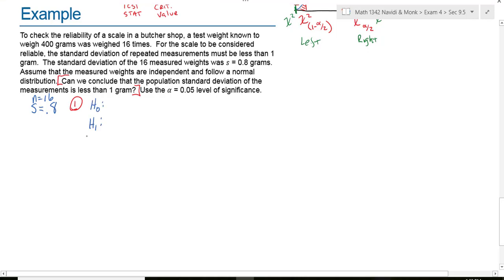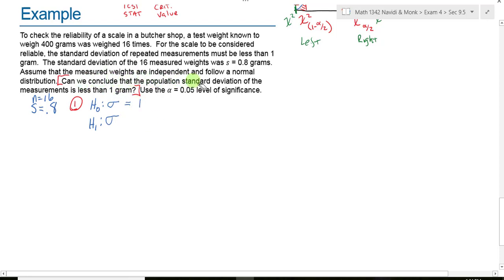Remember, when you're writing hypotheses, you need a parameter and a number. What parameter are we testing? Mean, proportion, or standard deviation? And what variable do we use to represent the population standard deviation? Sigma. The null hypothesis, does it contain equality or an inequality? And then what number do we use? 1. And that's from that 1 gram right there.